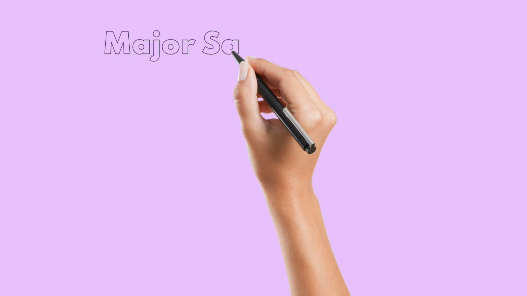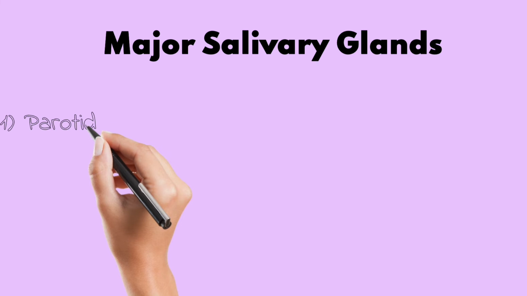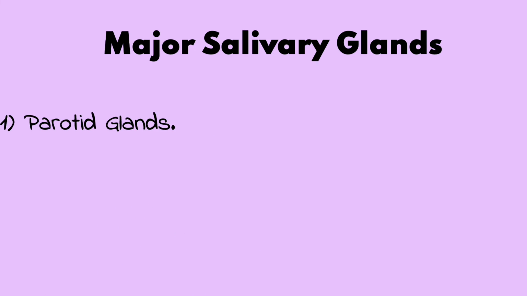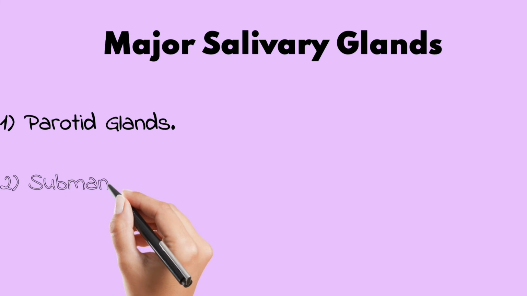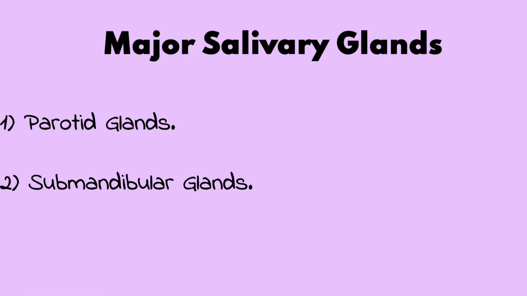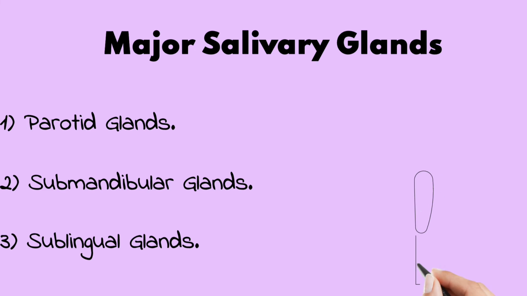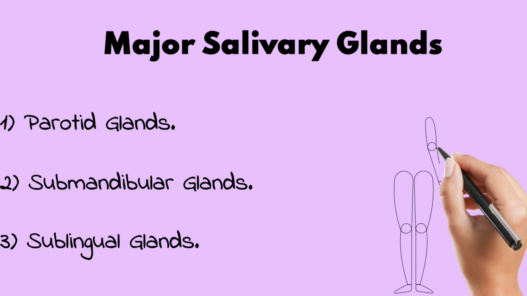Now let's study the major salivary glands in detail. The major salivary glands are of three types. These are the parotid glands, and there are two parotid glands present. There are two submandibular glands, and there are two sublingual glands. So let's study the parotid gland first. The parotid gland is the largest major salivary gland, and it has the following structures.